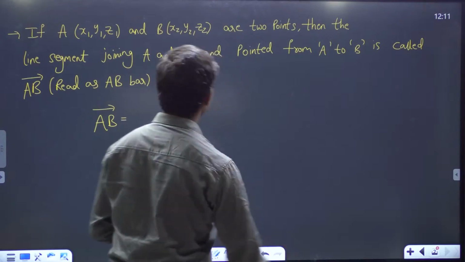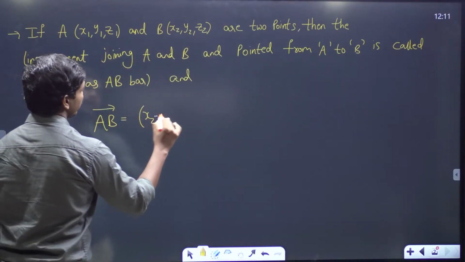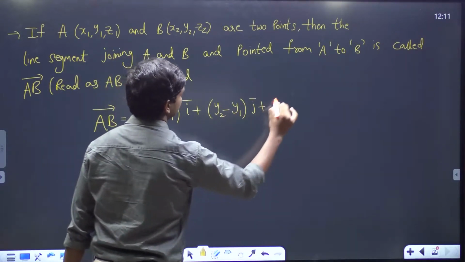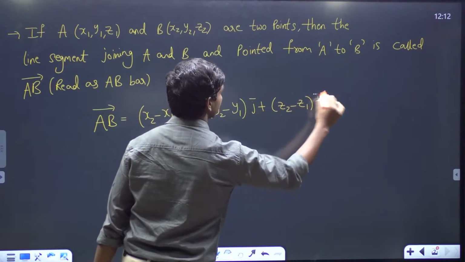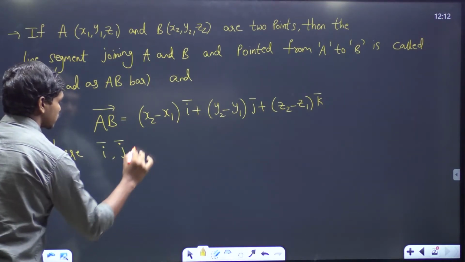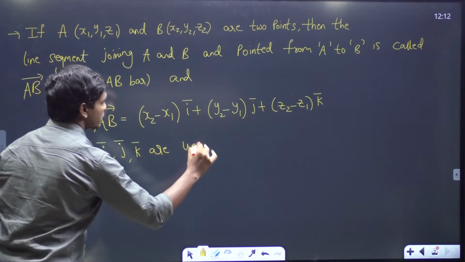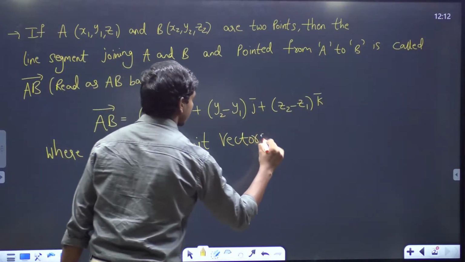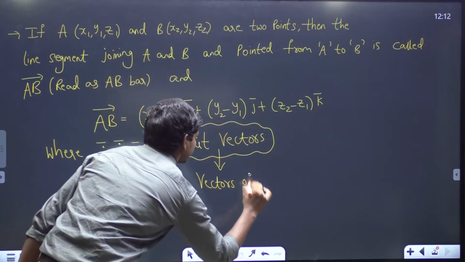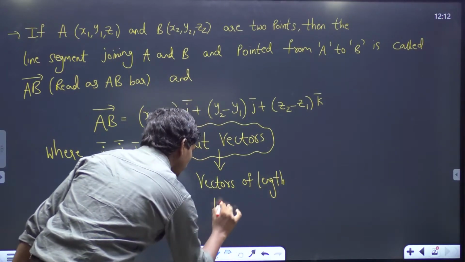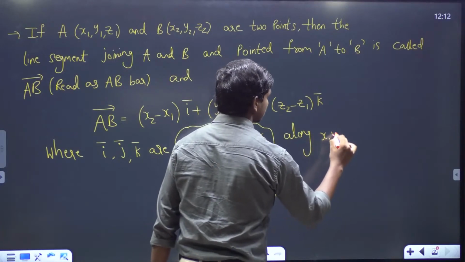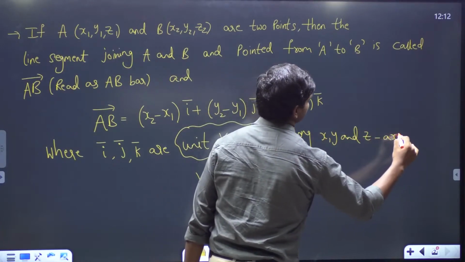Correct? So see here. AB bar is given by (x2 minus x1) into i bar plus (y2 minus y1) into j bar plus (z2 minus z1) into k bar, where i bar, j bar, k bar are unit vectors. What are unit vectors? Vectors of length 1 unit along the x, y and z axis respectively.